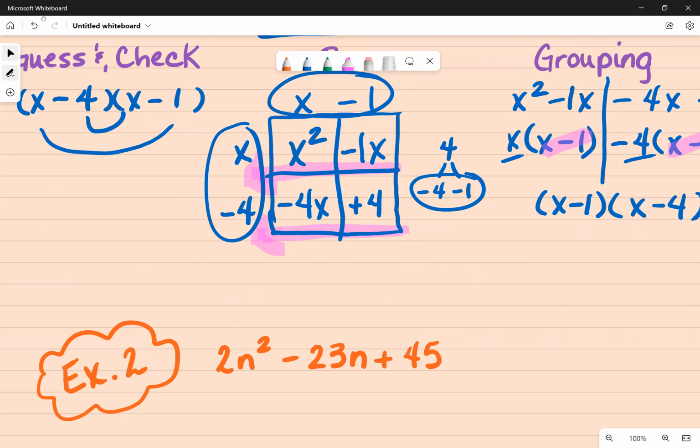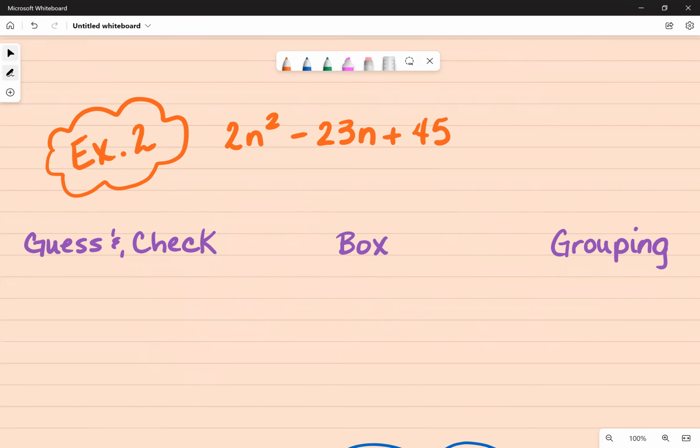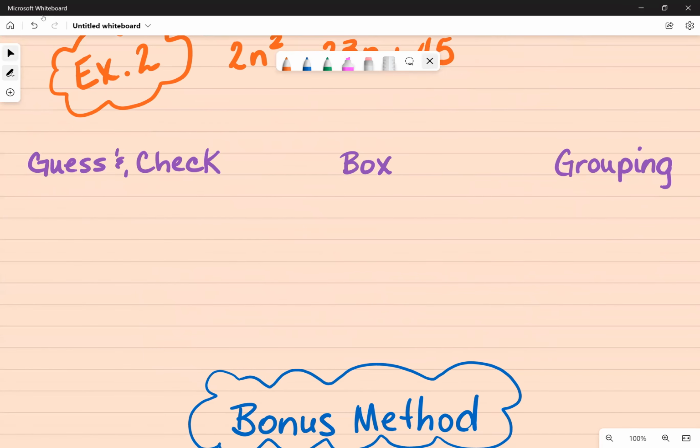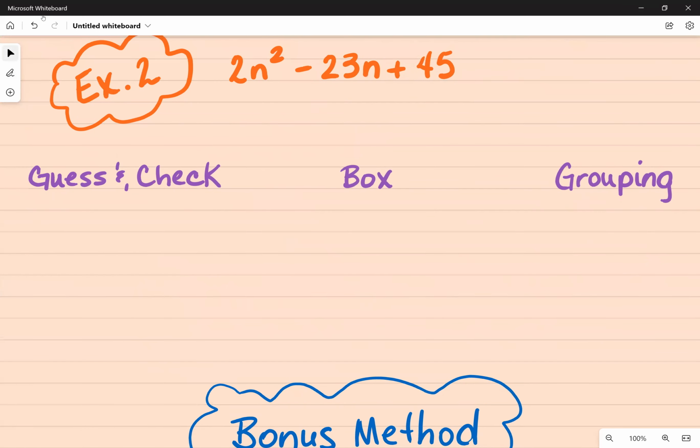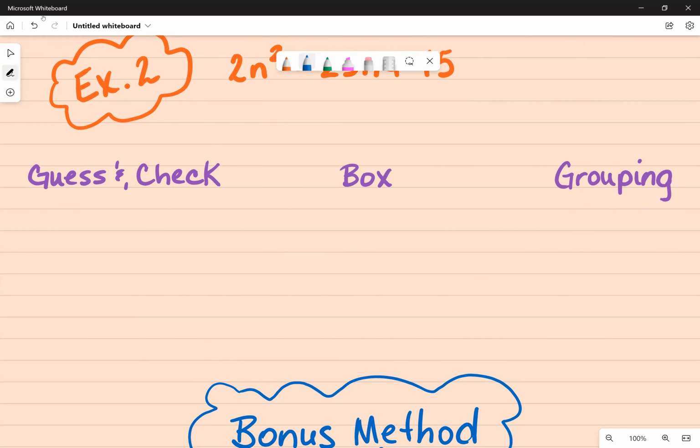For example 2, we now have a leading coefficient that's greater than 1. So I'm going to do the guess and check again. For my first, let's go here.